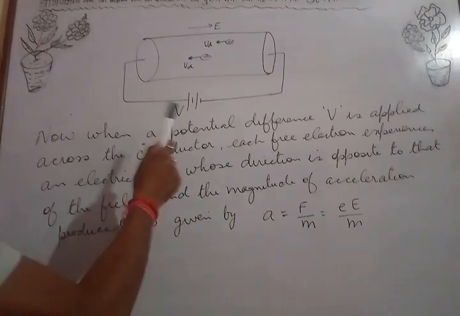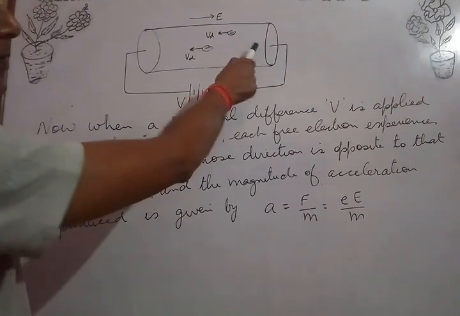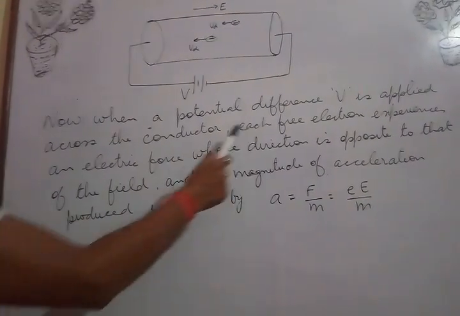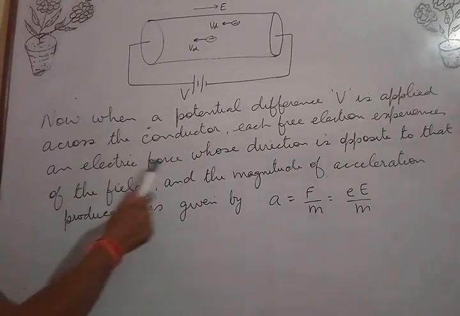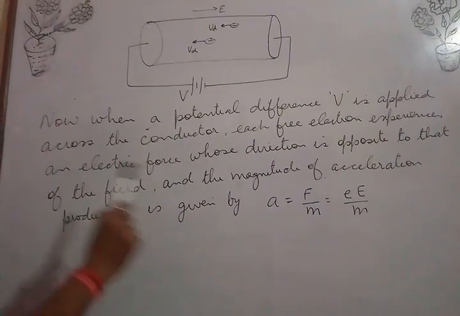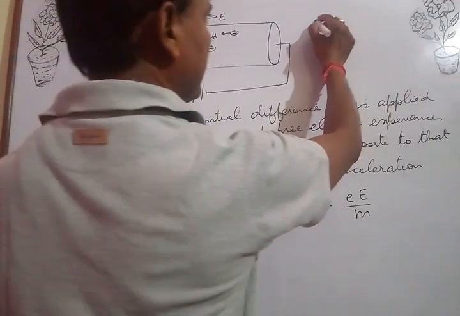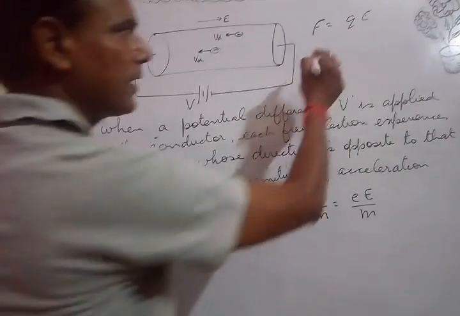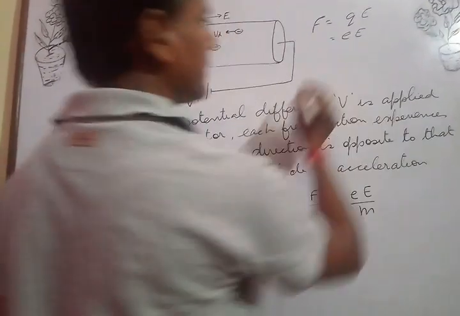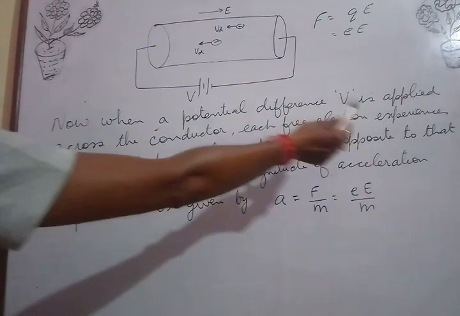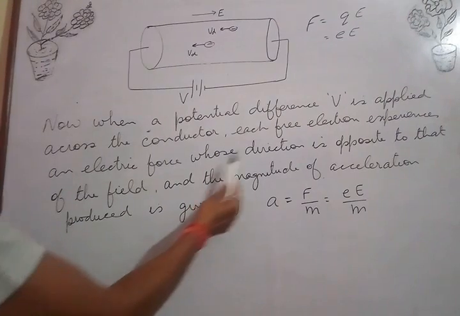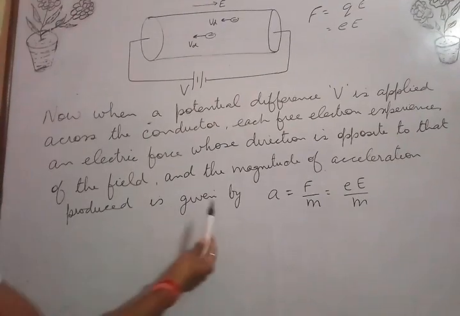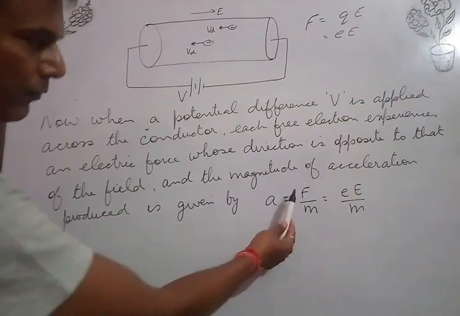Now, when a potential difference V is applied across any conductor, each free electron experiences an electric force. This force is given by the formula F is equal to QE. We are talking about an electron, so the charge is e. Each free electron experiences an electric force whose direction is opposite to that of the field. The magnitude of acceleration produced is a, where a is equal to F upon m, that is, eE by m.